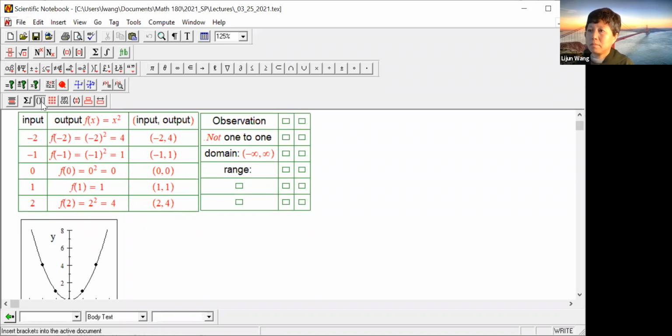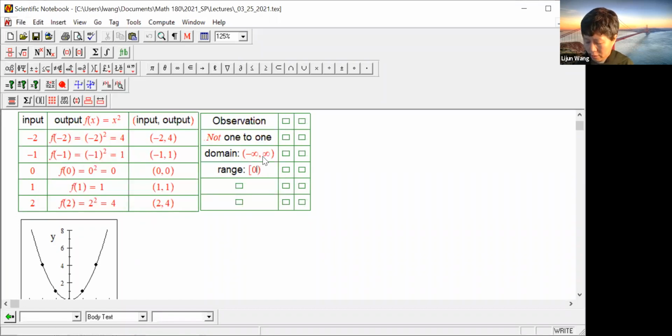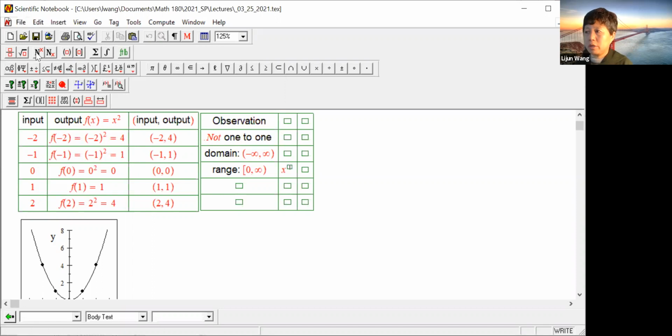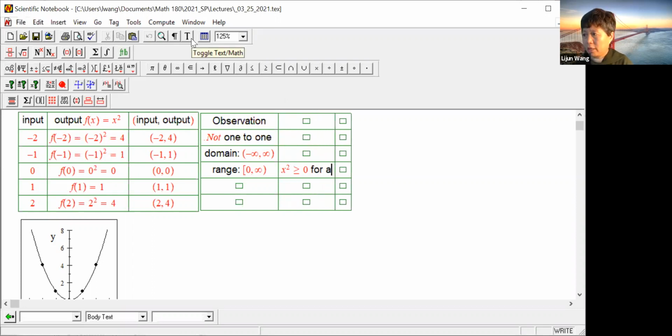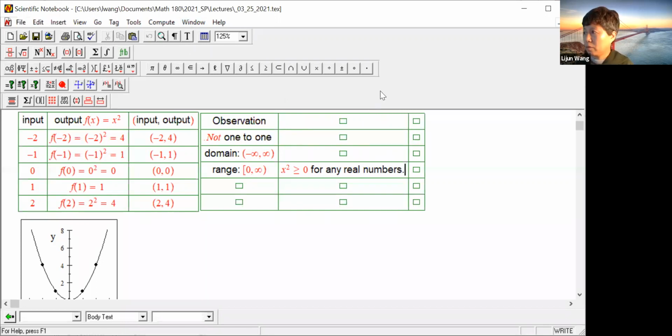bracket, parentheses, 0 to positive infinity. And what does that mean? Meaning x squared is always greater than or equal to 0 for any real numbers. Right? We'll cover that. What else? What about the curve? There seems to be some kind of symmetry, right?